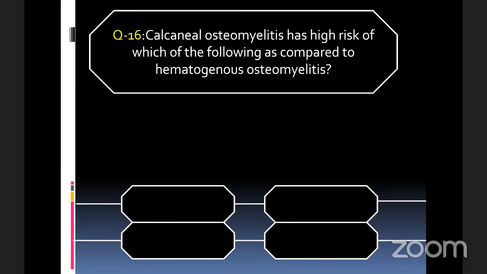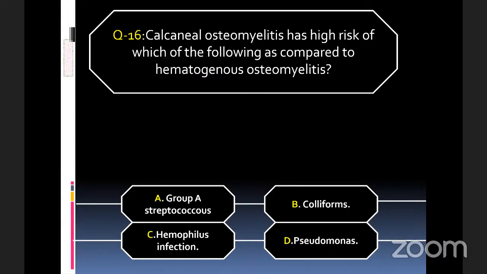Calcaneal osteomyelitis has high risk of which of the following as compared to hematogenous osteomyelitis? First is group A streptococcus, coliforms, hemophilus infection, or pseudomonas.